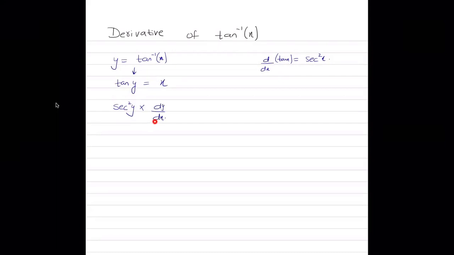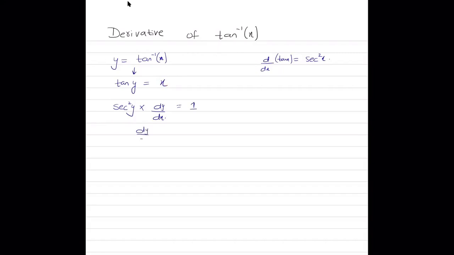Is the first step clear? Yes. All right. So differentiation of tan y came out to be secant square y times dy by dx, and differentiation of x is going to be one, just one.